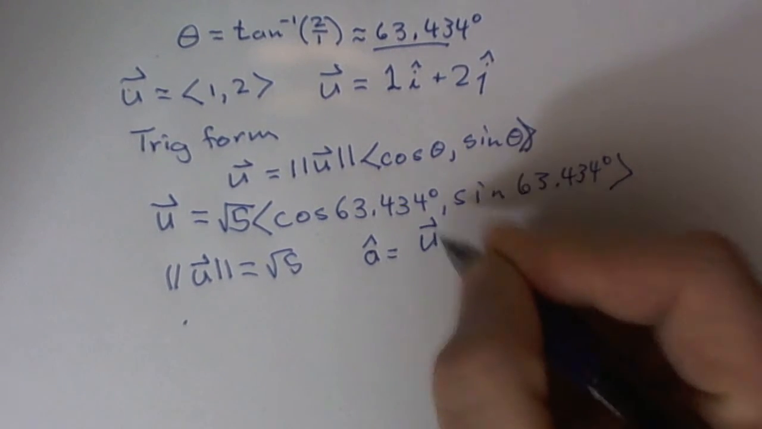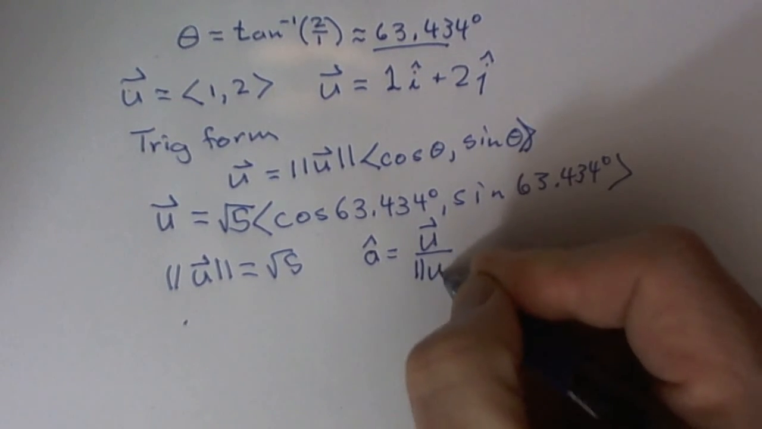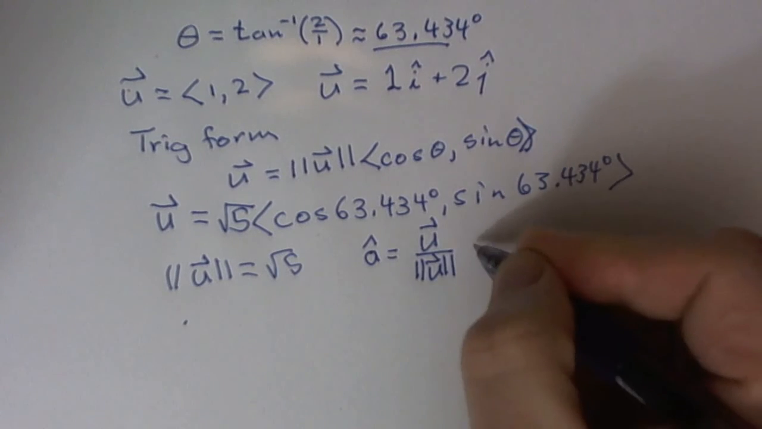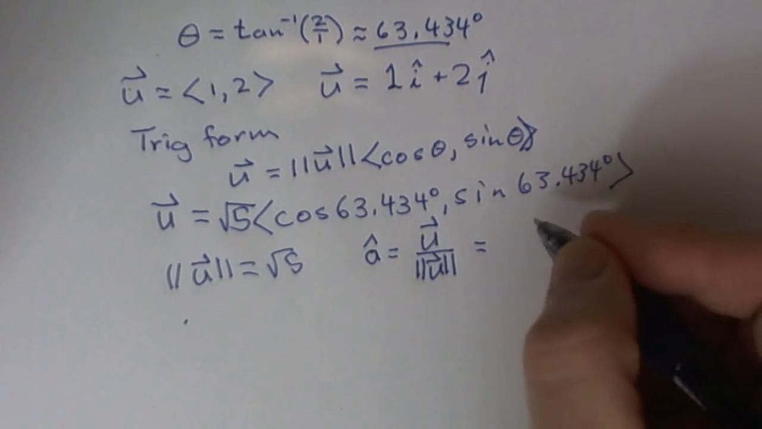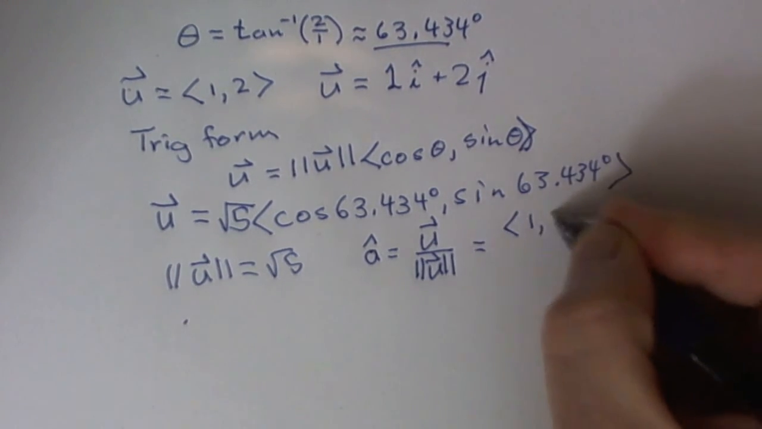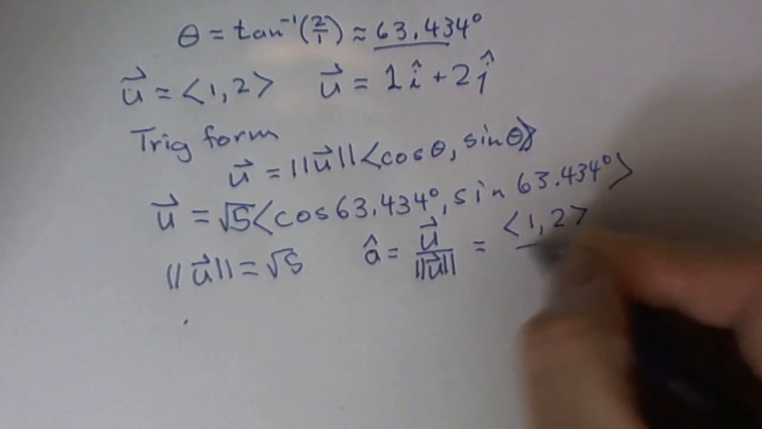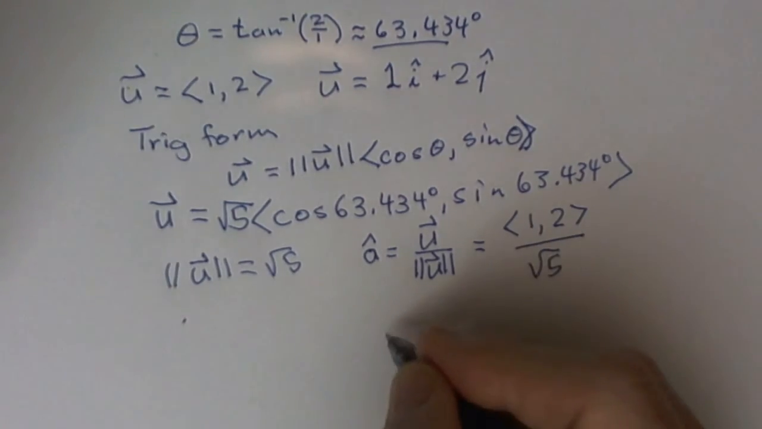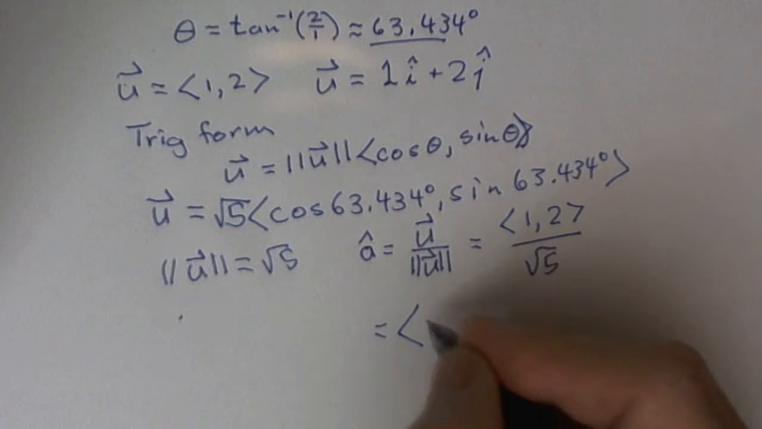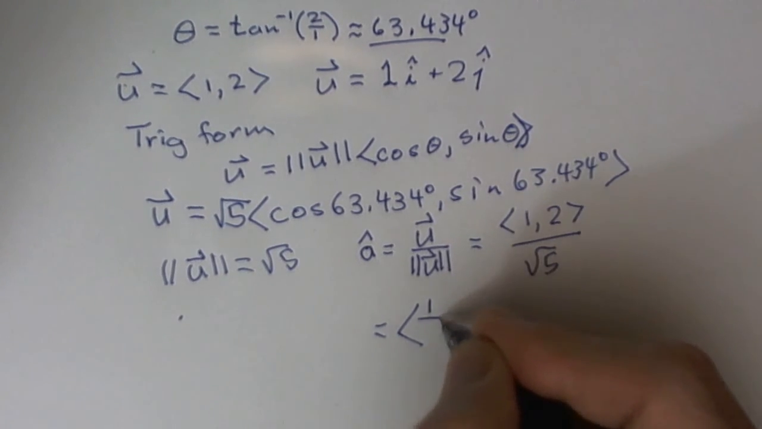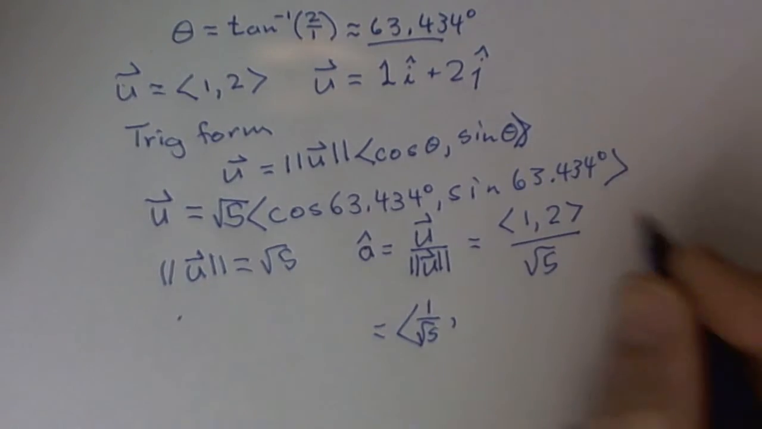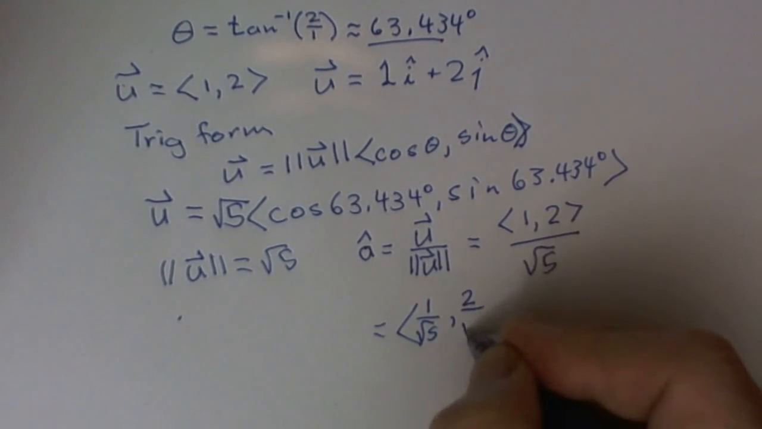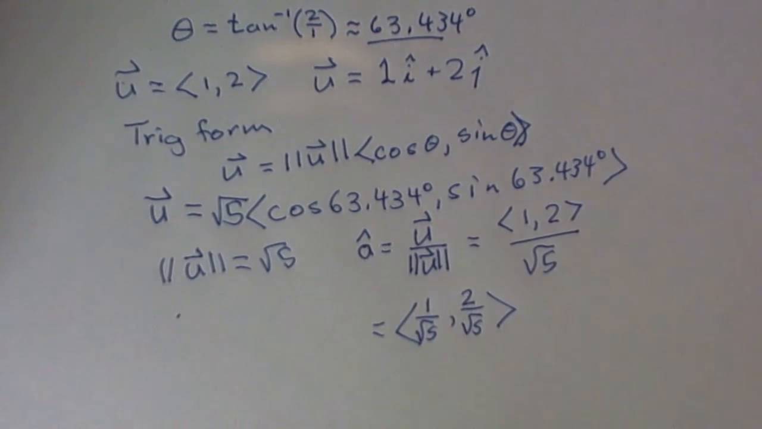This unit vector in the direction of u would be u over the magnitude of u. So in other words, we've got this vector 1, 2 over the square root of 5. Now, we could go ahead and work that out, and that's going to be 1 over the square root of 5 and 2 over the square root of 5. There we go.